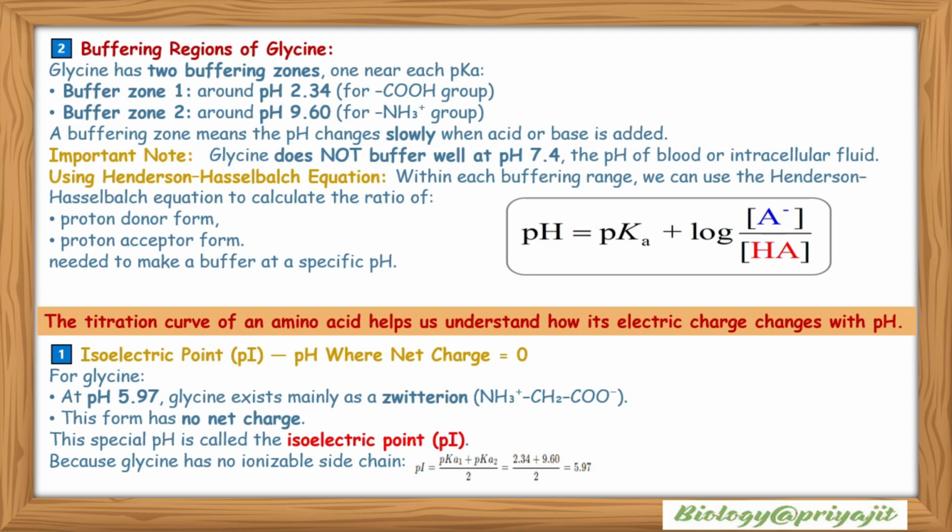The isoelectric point is the pH where the net charge is 0. For glycine at pH 5.97, it exists mainly as a zwitterion, NH3+ CH2 COO-. So this has no net charge, and this special pH is called the isoelectric point. Because glycine has no ionizable side chain, pI is equal to (pKa1 + pKa2)/2, that is (2.34 + 9.6)/2, which is equal to 5.97.